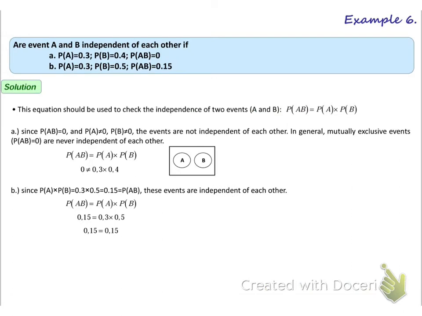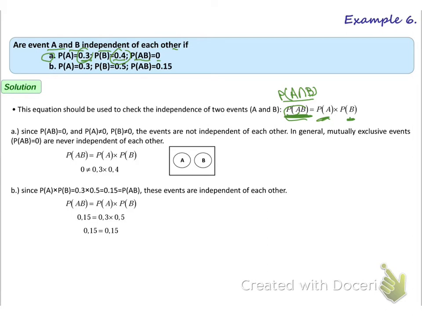Here, are events A and B independent to each other? In question A, it said the probability of A is 0.3, the probability of B is 0.4, and the probability of their intersection, A intersect B, is 0. In order to be independent, the probability of the intersection of A and B should be equal to the probability of A times the probability of B. But already the probability of AB equals 0, and this one is not 0 and this one is not 0. 0.4 times 0.3 equals 0.12, so it's not equal to 0.